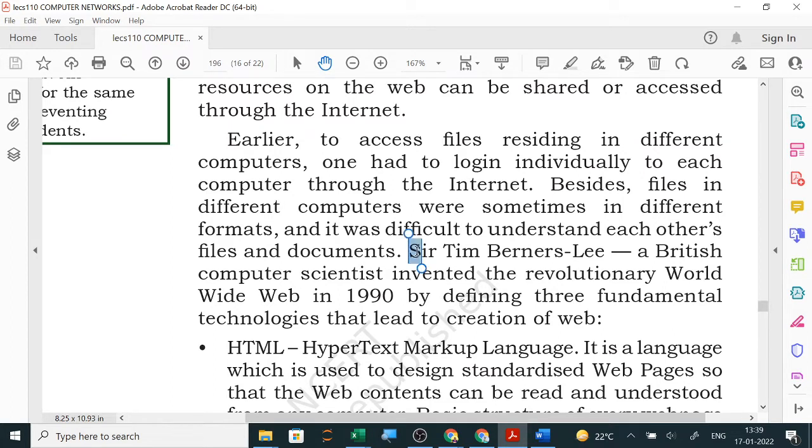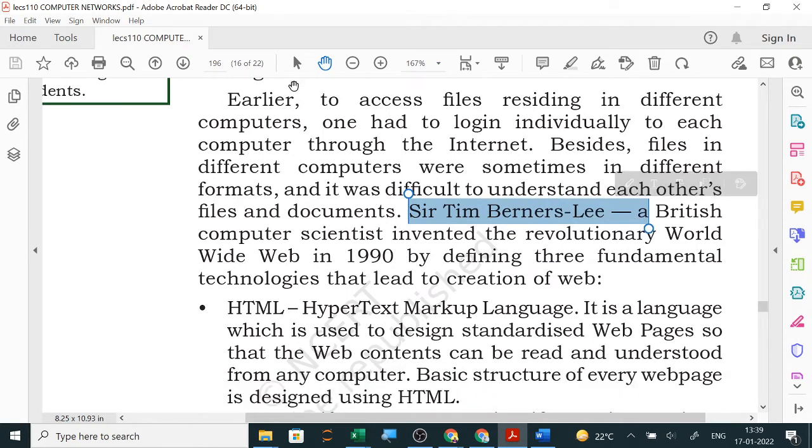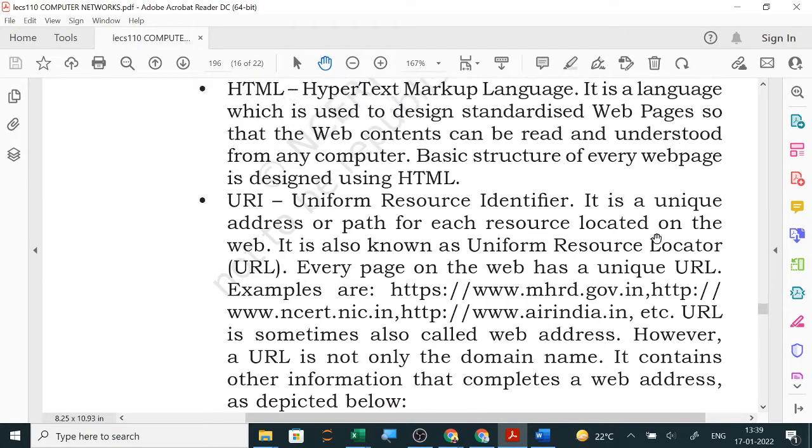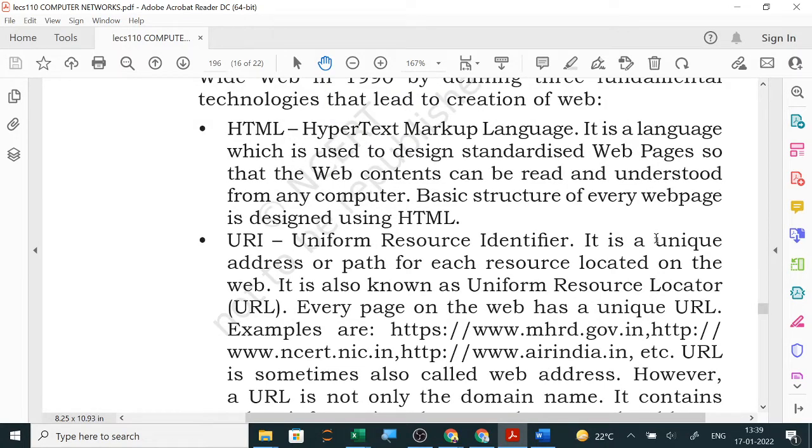Now, this is important. World Wide Web in 1990 by defining three fundamental technologies that led to the creation of the web: HTML, URI, and HTTP. Now, what is HTML? Hypertext Markup Language. It is a language which is used to design standardized web pages so that the web contents can be read and understood from any computer. The basic structure of every web page is designed using HTML.